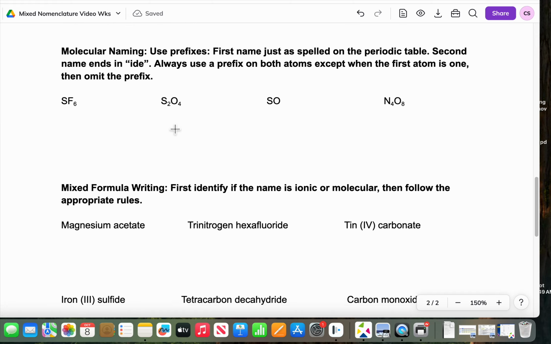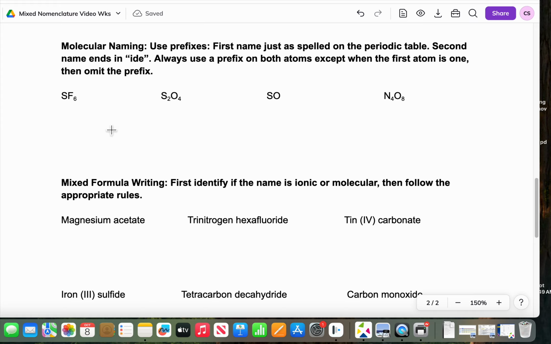Okay, molecular naming, you're always going to use prefixes. And the rule is you always use a prefix, except when the first atom is 1, you skip it. So for example, SF6, I'm going to write down the name of the first element exactly like it's spelled on the periodic table, sulfur. Notice I skipped the prefix because you skip it when the first element's 1. And then the second element always gets a prefix no matter what. So sulfur, hexafluoride. Notice that the first element's always spelled exactly like it is on the periodic table. The second one always ends in ide.